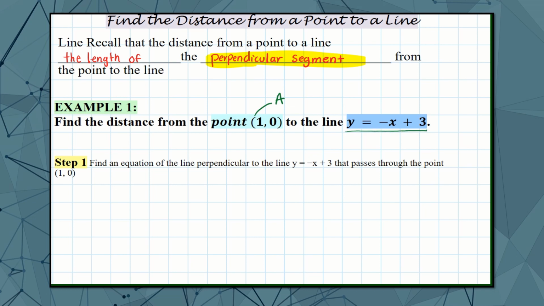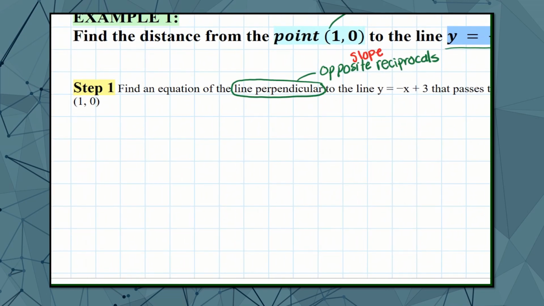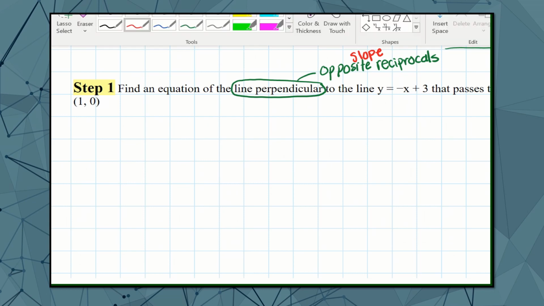So we're going to break it down into steps. The first step is to write an equation that's going to be perpendicular to the line that we're going to find a distance from. So let's recall that perpendicular lines, their slopes are opposite reciprocals. So if I have my line here, which is y equals negative x plus 3, I want to find the slope that's the opposite reciprocal to that slope of that line.